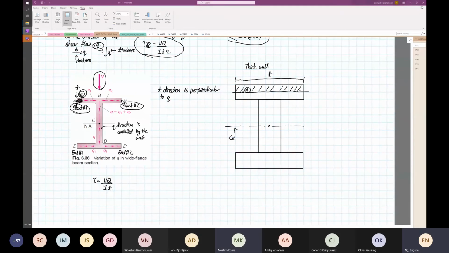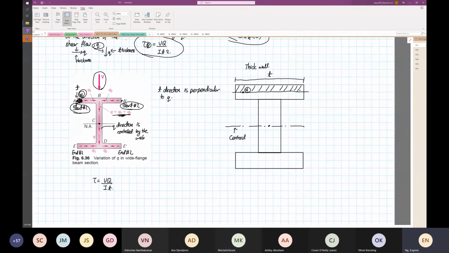Hi, Professor, I have a quick question. Yes. So in the box beam, if the shear flow is divided by two because it splits, does that mean that in the wide flange, in the middle, the shear flow is double because it adds up for both start points? Yes. So that's why Q is equal to Q1 plus Q2. Okay. Thank you.